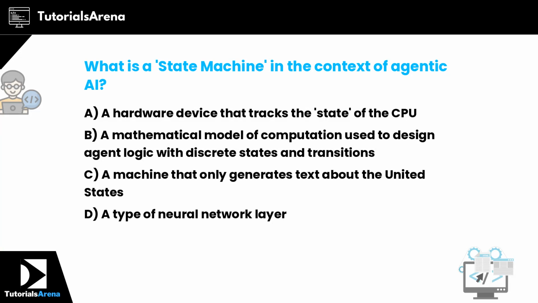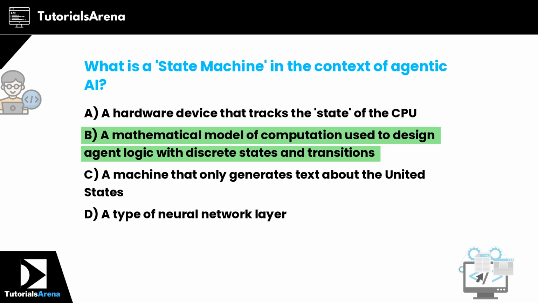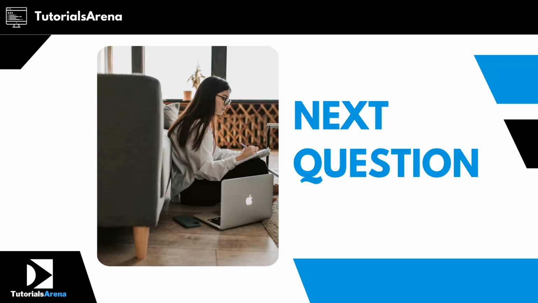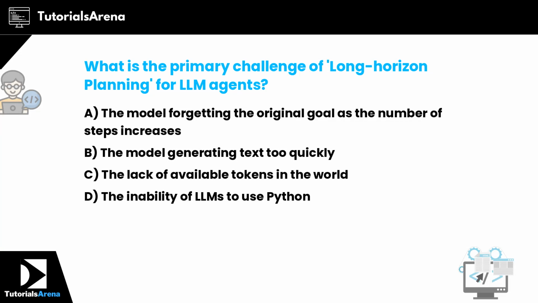What is a state machine in the context of agentic AI? The correct answer is option B. A mathematical model of computation used to design agent logic with discrete states and transitions. What is the primary challenge of long-horizon planning for LLM agents? The correct answer is option A. The model forgetting the original goal as the number of steps increases.